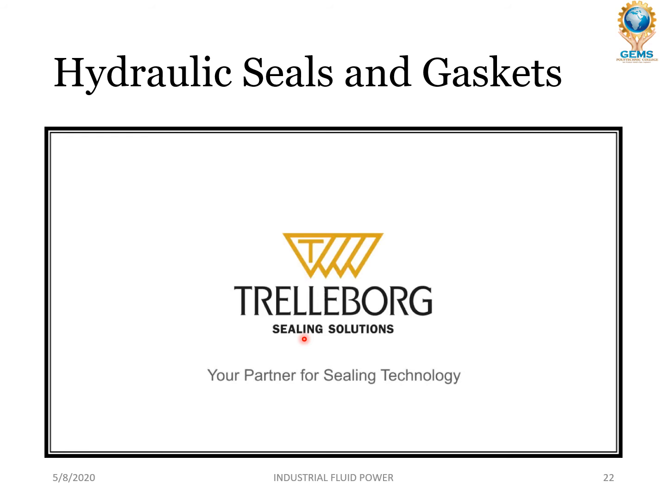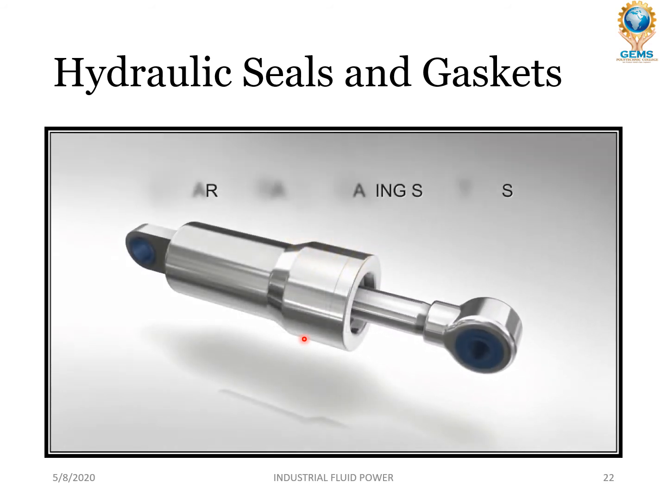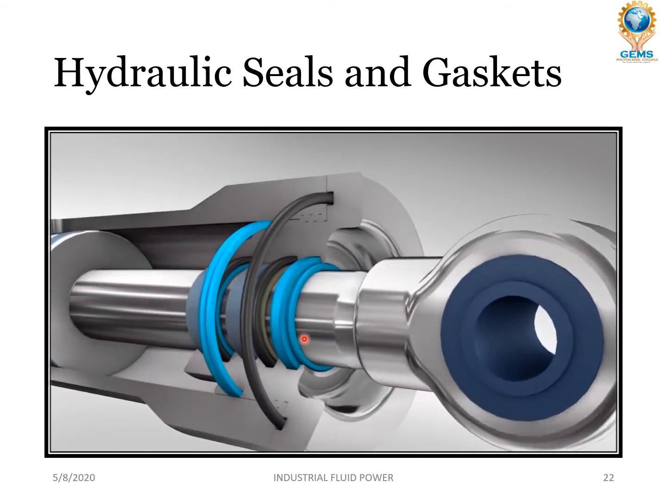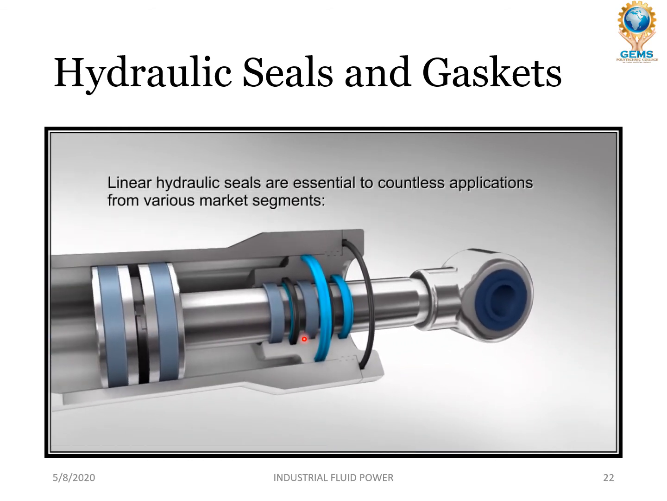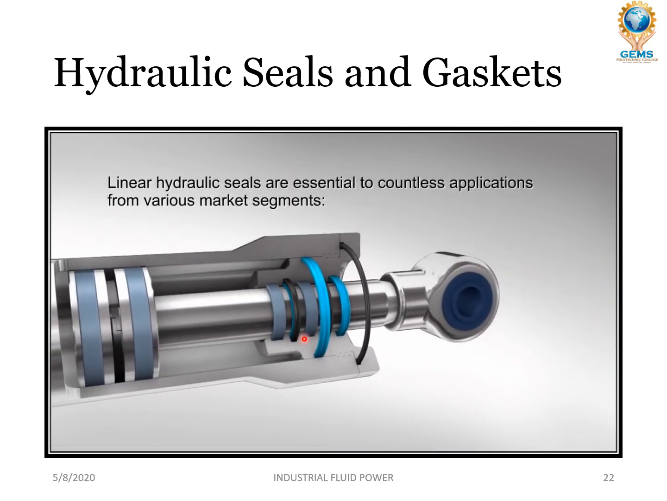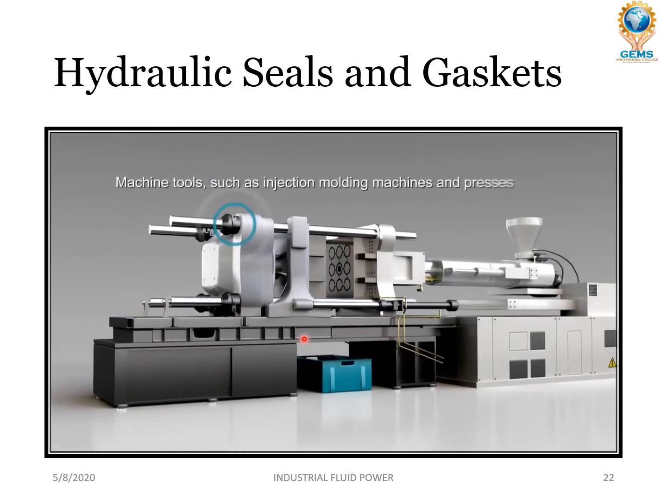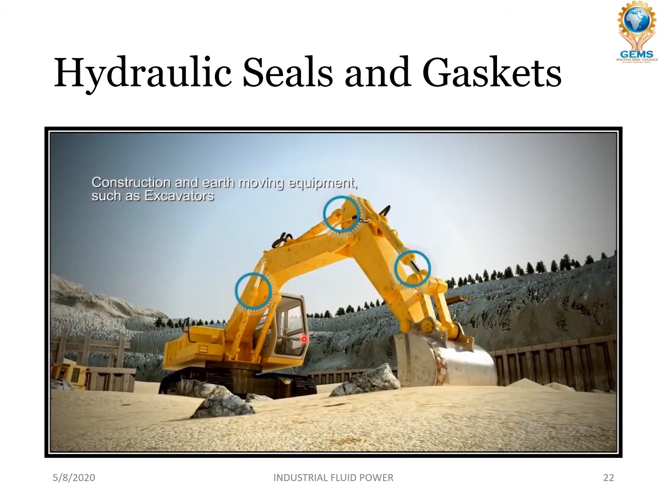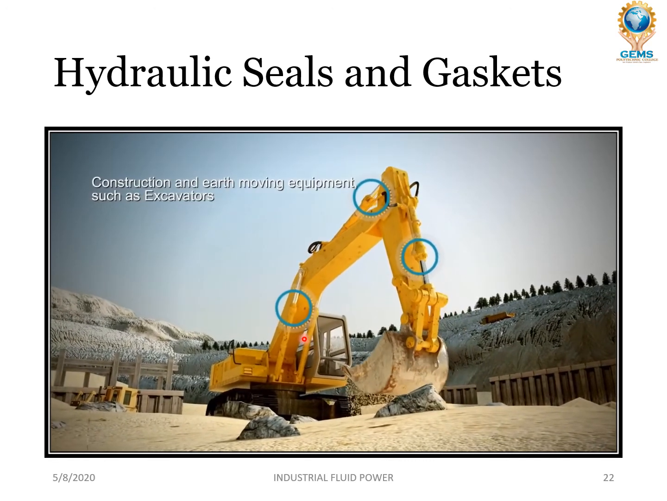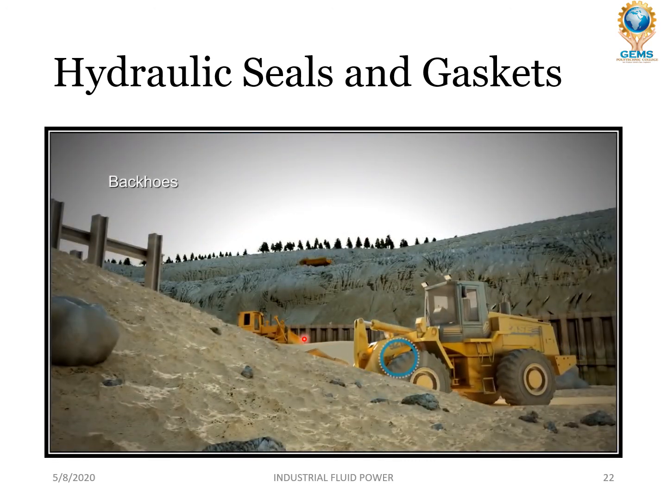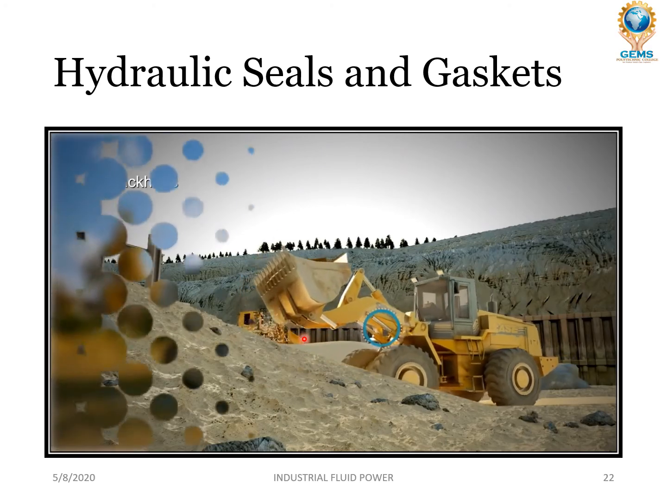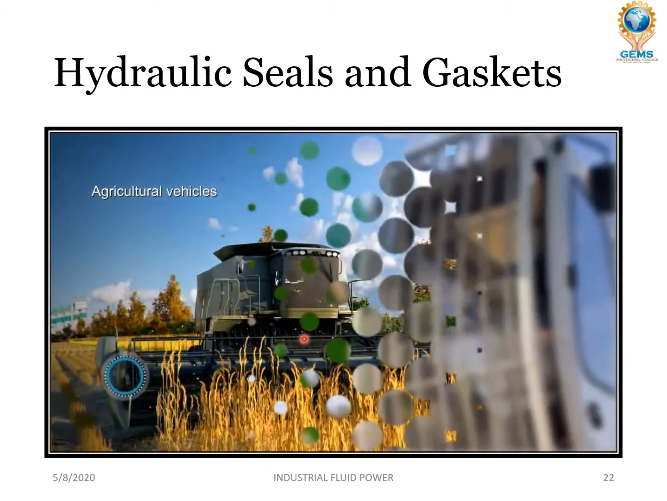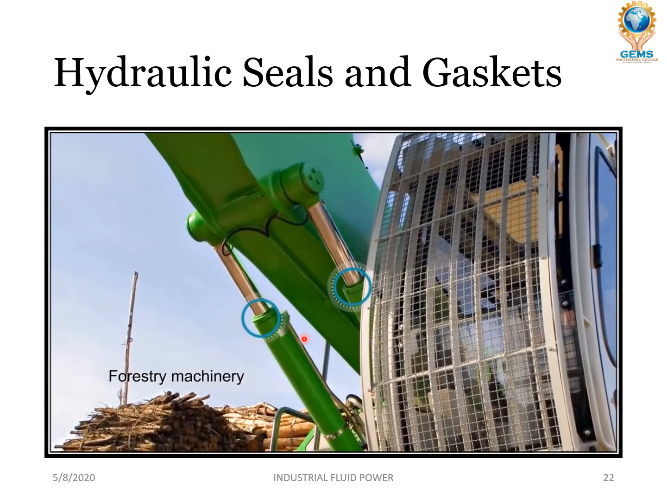Trelleborg Sealing Solutions develops and manufactures seals for demanding environments, including seals for linear hydraulic applications, where Trelleborg solutions give optimum performance in hydraulic cylinders. Hydraulic linear seals are important to the effectiveness of cylinders in numerous applications, in machine tools, injection molding machines, and presses. Seals are crucial components in off-highway equipment, such as excavators. Seals prevent the ingress of abrasive media in backhoes. They minimize leakage, avoiding soil contamination by agricultural vehicles, and ensure the smooth running of forestry machinery.